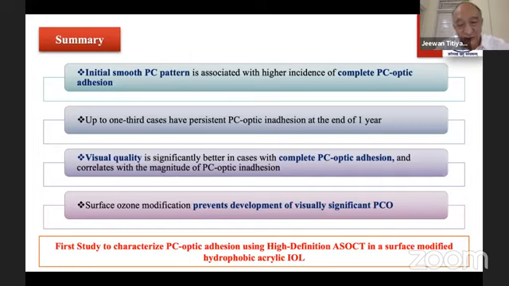We need to see them long term. Now our follow-up is touching 3 years. Maybe it will give us the opportunity to see the incidence of YAG capsulotomy in these patients. Thank you for your kind listening, sir.